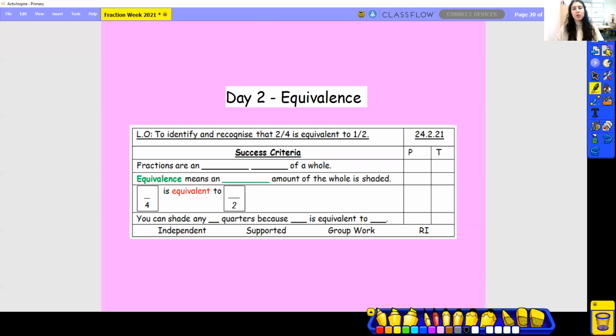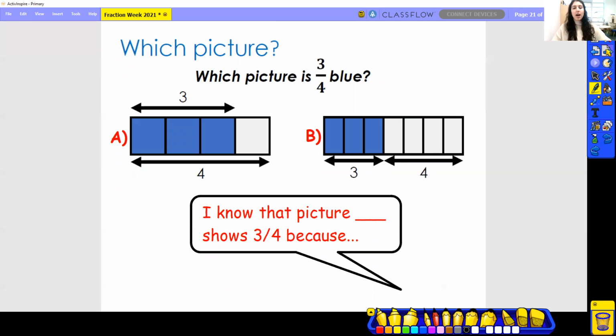Wonderful. So today we're going to move on to something called equivalence. So what we're going to do is start off recapping what we did yesterday. Now I've got a reasoning challenge for you. The reasoning challenge is asking you to work out which one of these pictures is showing you 3/4 shaded in blue. So remember, think about what that denominator represents.